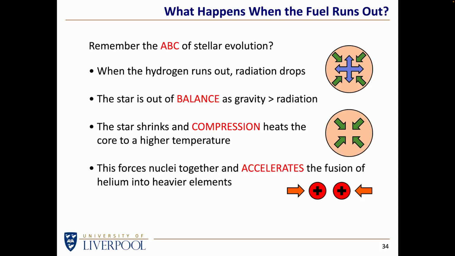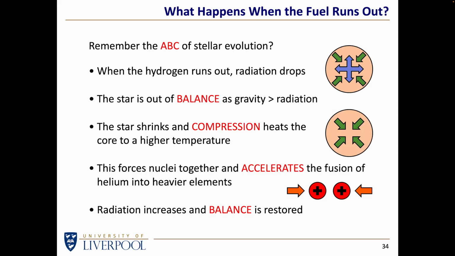So after hydrogen comes helium. And when the core gets hot enough to fuse helium, more radiation is produced, and that increased radiation balances again the gravitational pull. And this process of fuel runs out, so it gets out of balance, the star shrinks, compression produces heat, the heat accelerates the fusion process, which brings the star back into balance.